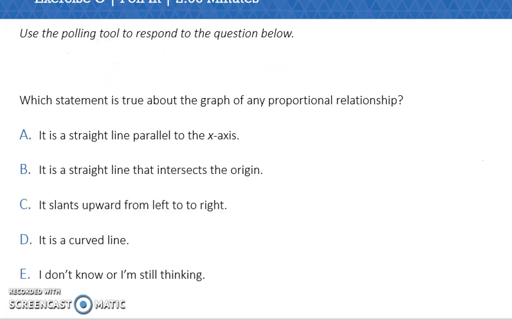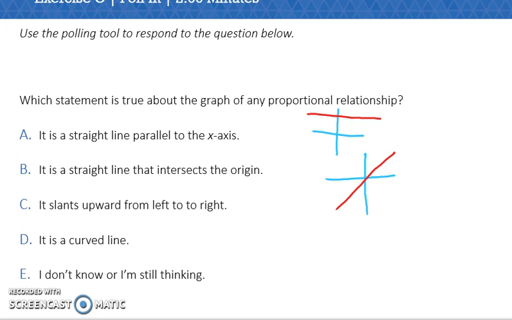So the next example says, which statement is true about the graph of any proportional relationship? Okay, A is a straight line parallel to the x-axis. So if we were to graph that, that would look like this. That's not a proportional relationship. That is actually a different sort of line that we'll talk about coming up in slope in 3.03. B says it's a straight line that intersects the origin. So a straight line that intersects the origin would look like that.